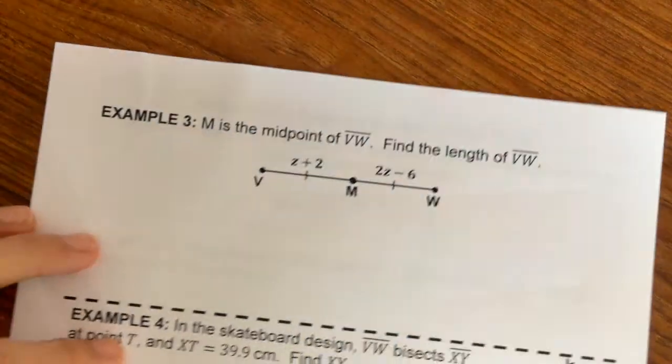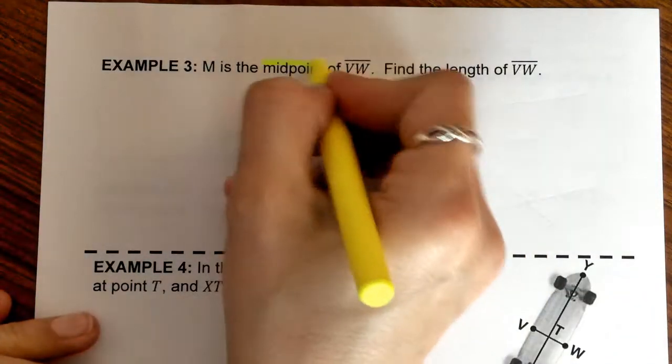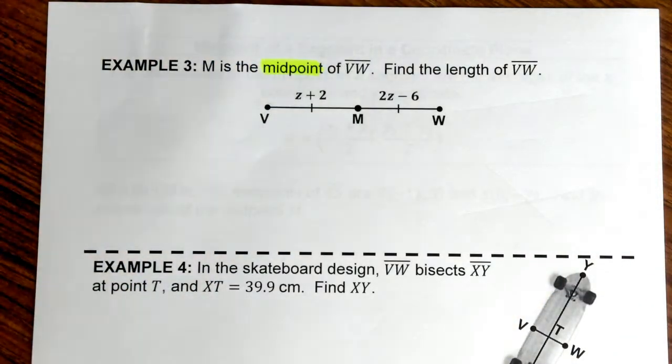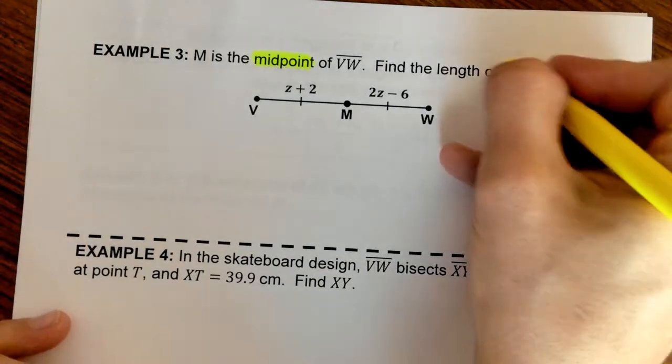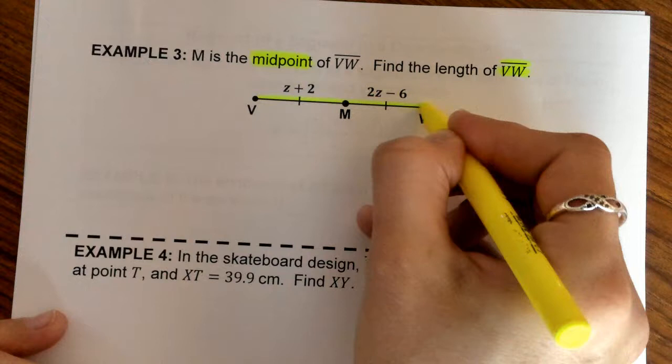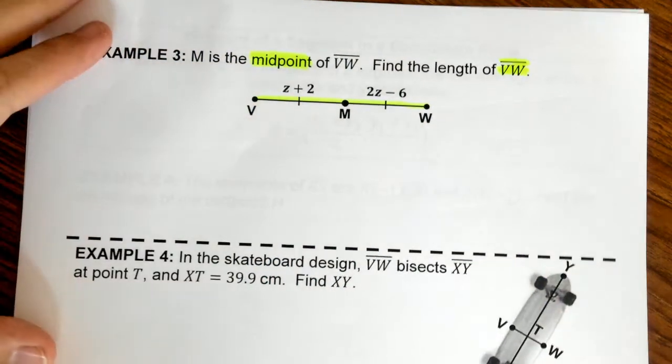Let's take a look at the next page. We are looking at M is the midpoint. So that's what you want to highlight, midpoint, so you know which formula to use, of segment VW. We want to find VW. So we need to find the whole thing here. We're not using a part plus part equals whole this time around.